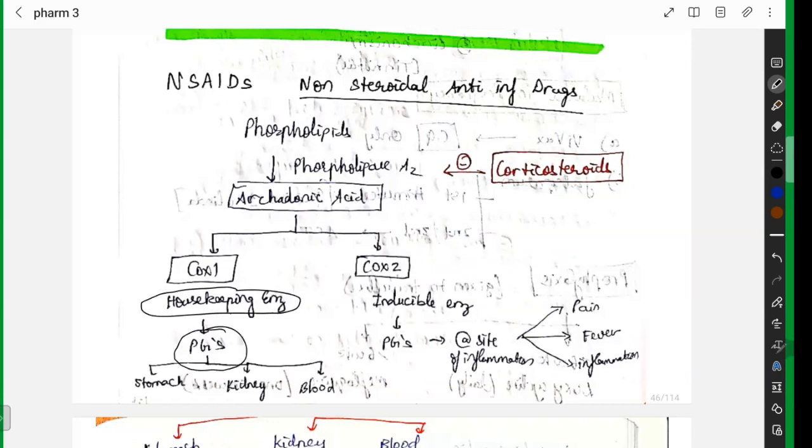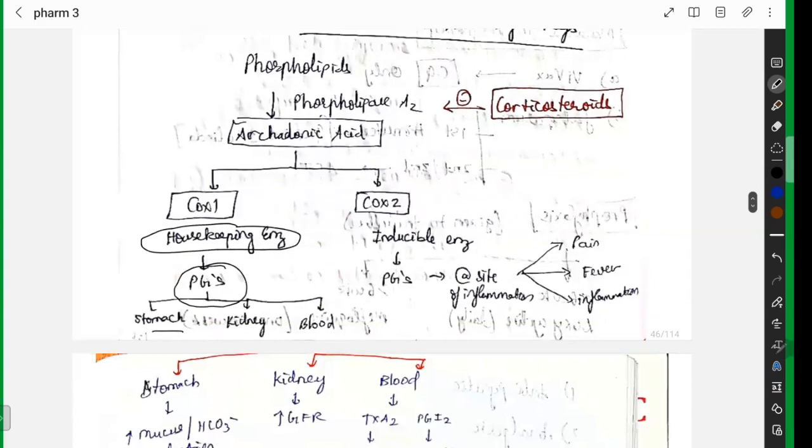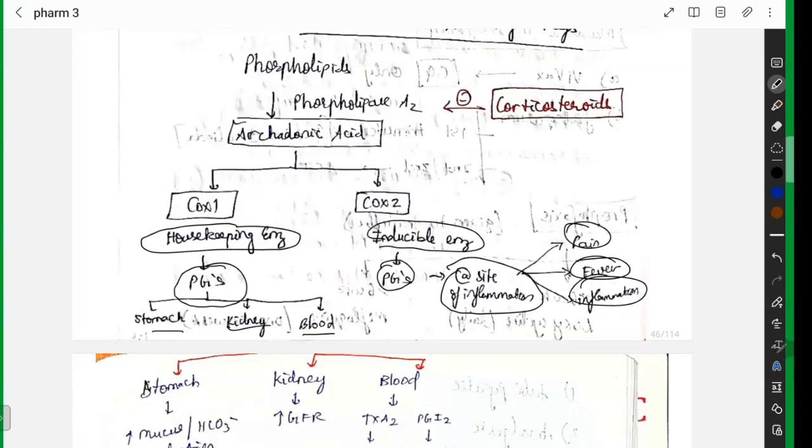This conversion occurs in the stomach, in the kidney, and in the blood. Okay, COX2 is going to be very specific. It is an inducible enzyme, induced at the site of inflammation. Whenever you have any pain, fever, or inflammation, why is it occurring? Because of COX2 activation, leading to prostaglandin.